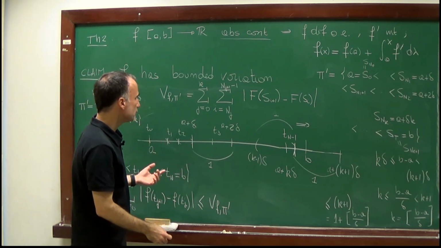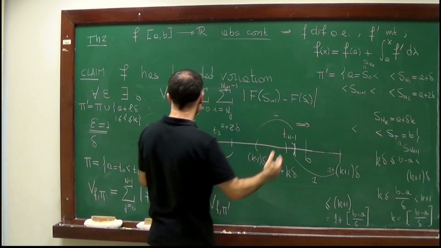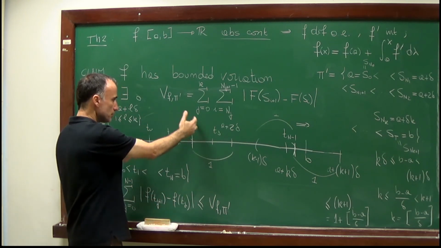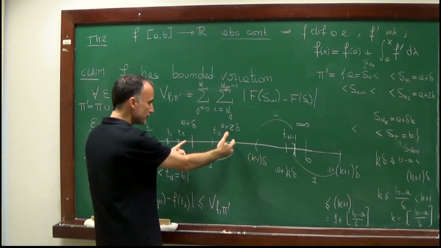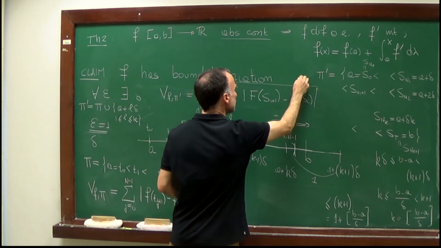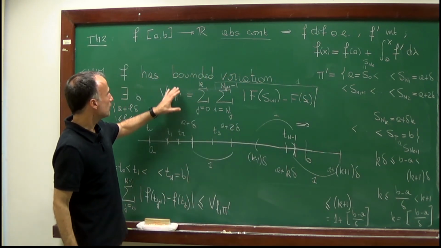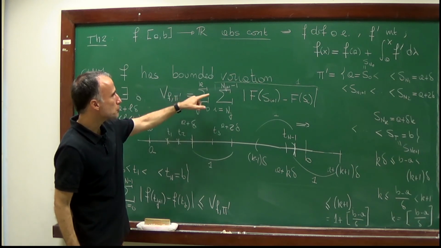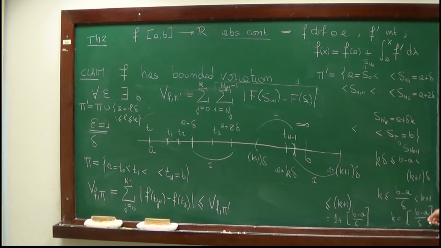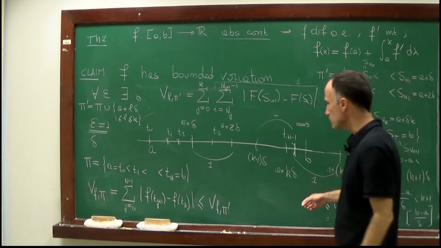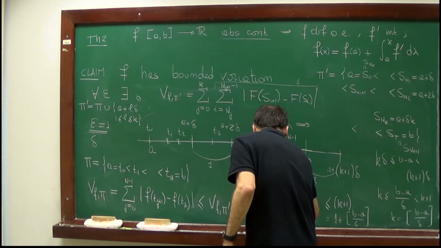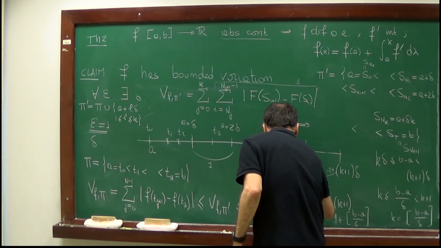And now, since in each of these sums the total length is bounded by delta, because I chose exactly this length to be delta, each of these contributions is bounded by epsilon, which is 1, and therefore the total sum here is bounded by k plus 1 times 1, which is exactly what's written here. And k, if you remember, is the integer part of b minus a divided by delta, and so this proves that this expression is bounded by 1 plus the integer part of b minus a divided by delta.